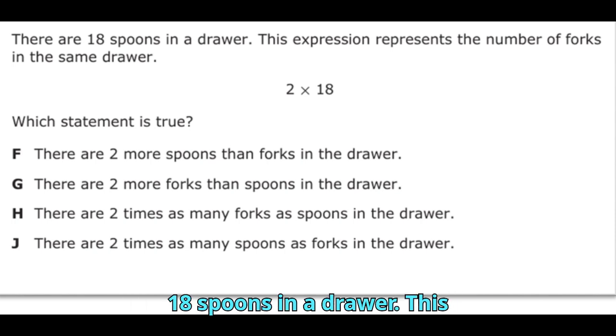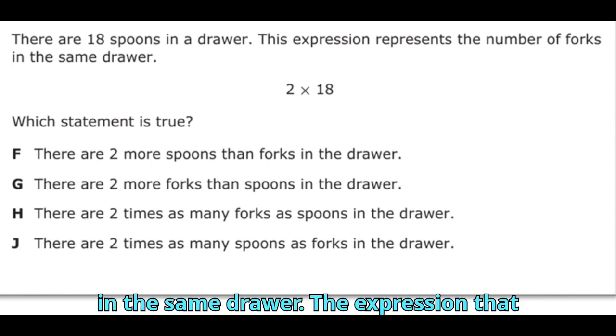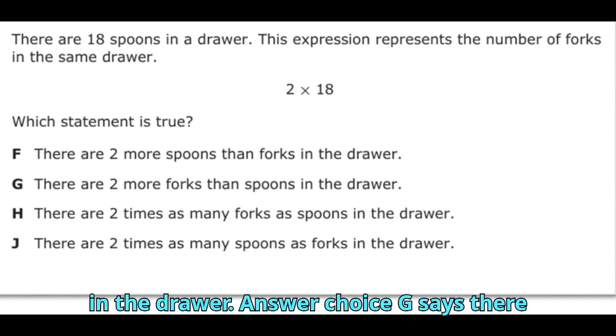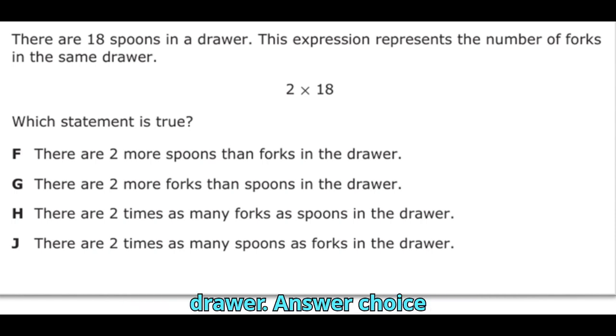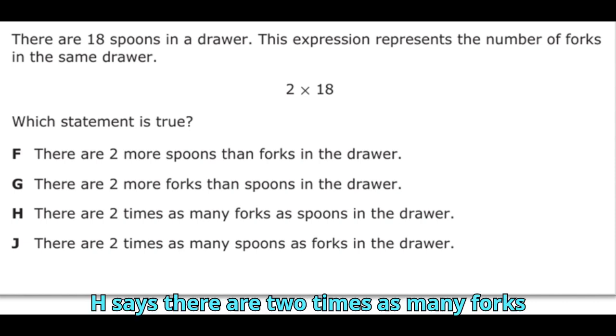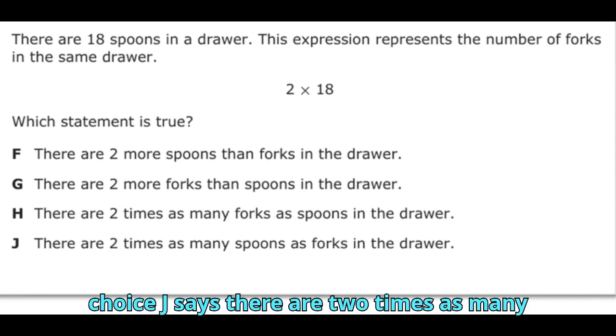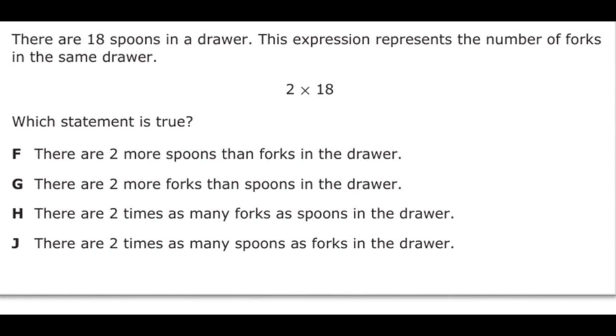The problem says there are 18 spoons in a drawer. This expression represents the number of forks in the same drawer. The expression that they have displayed is 2 times 18. The question asks, which statement is true? Answer choice F says there are 2 more spoons than forks in the drawer. Answer choice G says there are 2 more forks than spoons in the drawer. Answer choice H says there are 2 times as many forks as spoons in the drawer. And answer choice J says there are 2 times as many spoons as forks in the drawer.